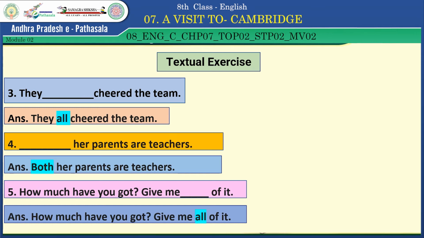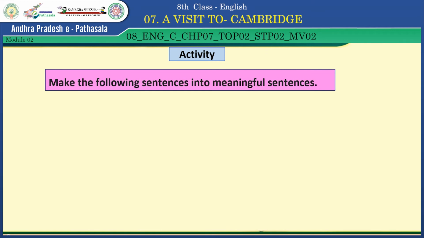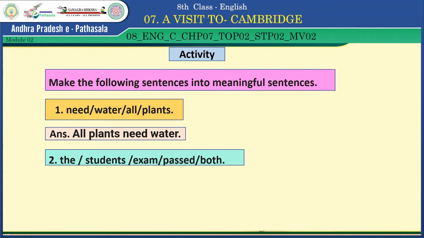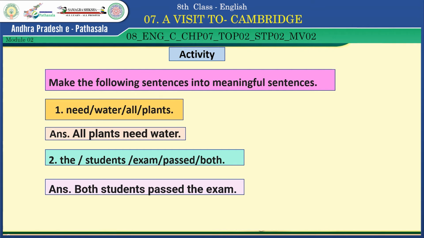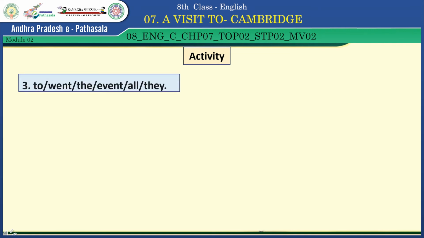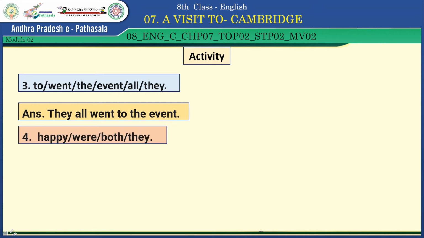Children, we'll see the next exercise. Activity: make the following sentences into meaningful sentences. The first one: need water all plants. All plants need water. The second one: the students exam passed both. Both students passed the exam. Children, let's continue the activity. Third sentence: to went the event all they. They all went to the event. Next one: happy were both they. They both were happy.